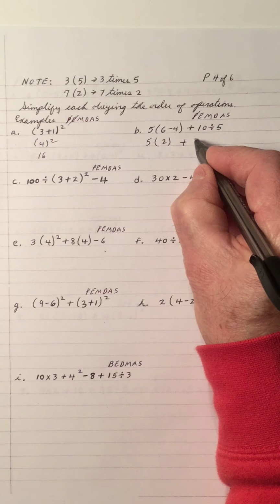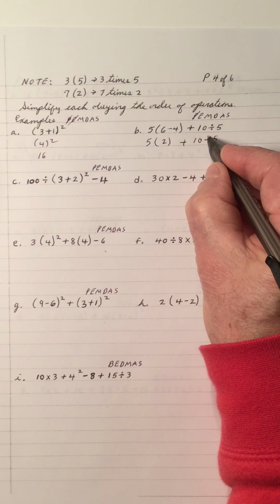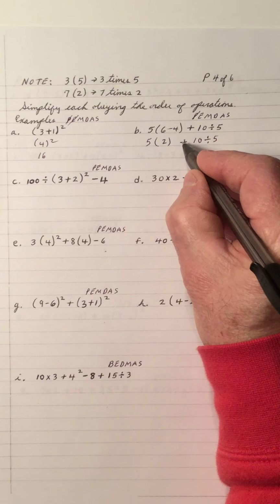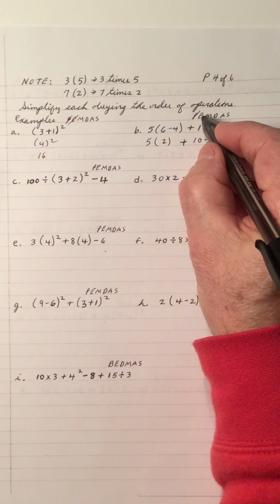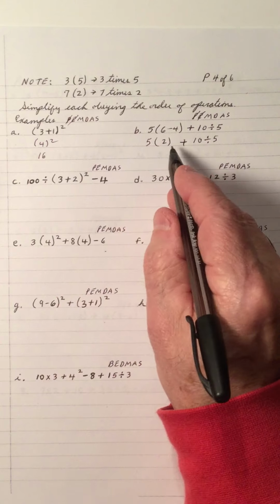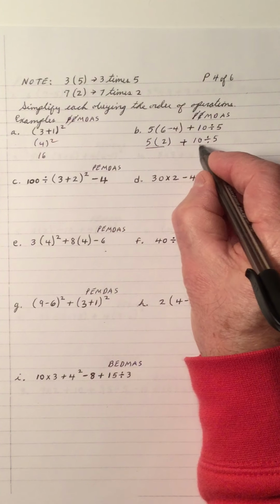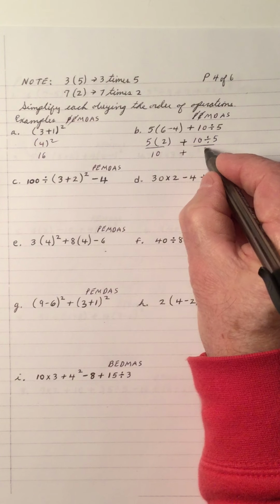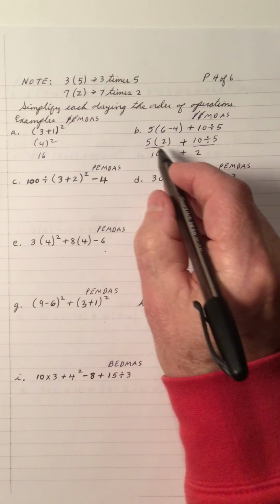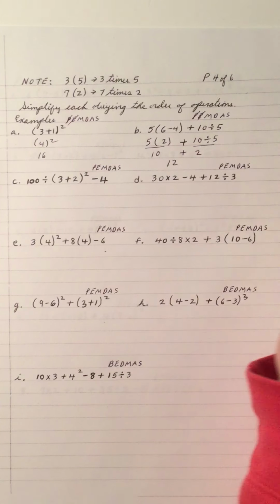So I only do my brackets first, or parentheses. Now I have no exponents to do. Now I do multiplication and or division. So I have a multiplication here and a division here. So 10 times 5, and that's 2. So I work multiply and divide. And then the final answer is 12.